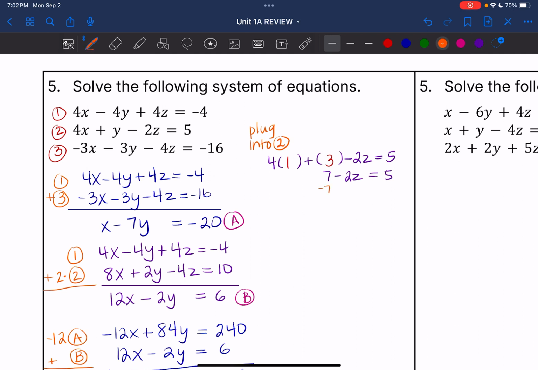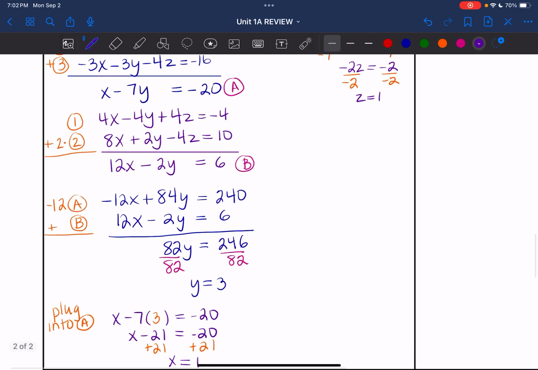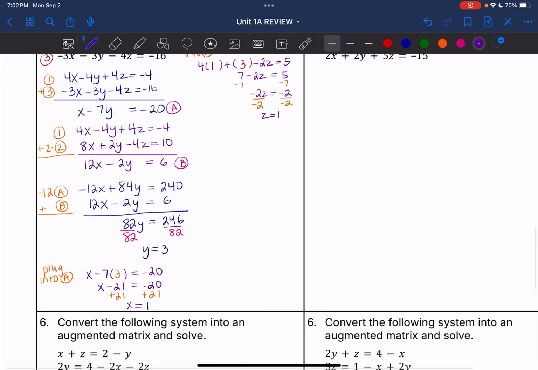Let's subtract 7 from both sides. So negative 2z equals negative 2. Divide by negative 2. So z now equals 1. And we now have all three of our variables. We have y, x, and z. Just make sure that you put them in the correct order when you say your official ordered triple. Has to be x, y, z. So it is going to be 1, 3, 1. That is our ordered triple. That is the solution to this system.